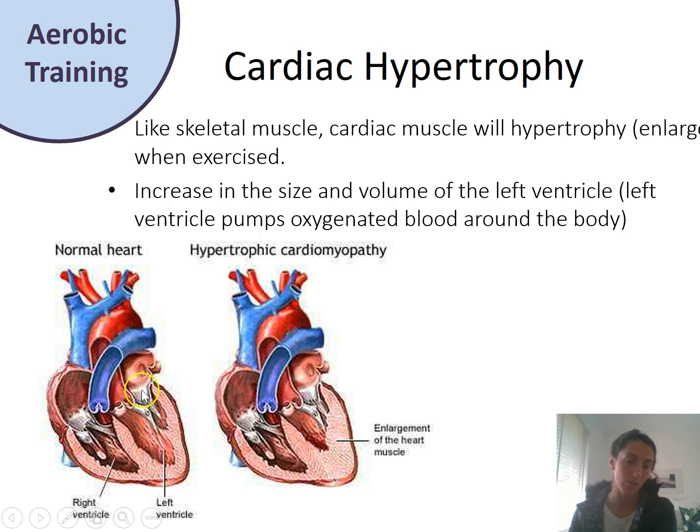You can see that the whole left ventricle, right here, if you look at the muscular tissue, is much smaller compared to the thicker, stronger muscular tissue around the left ventricle of the trained athlete. So this means that this heart's going to be able to pump more blood per beat. So we get an increase in stroke volume, and when we're exercising at maximum intensities, we're going to get an increase in cardiac output, the amount of blood pumped from the heart per minute.